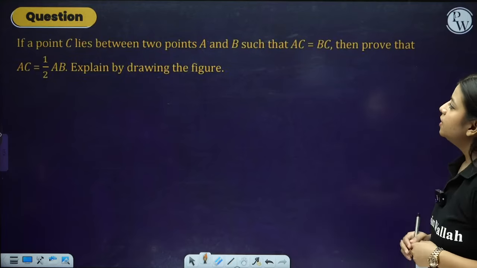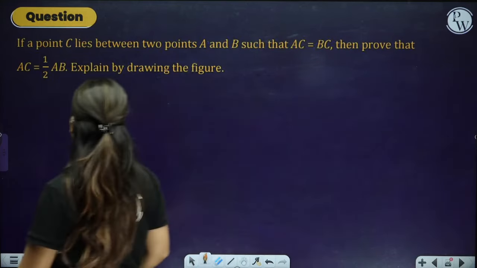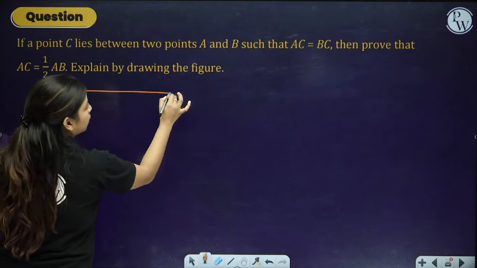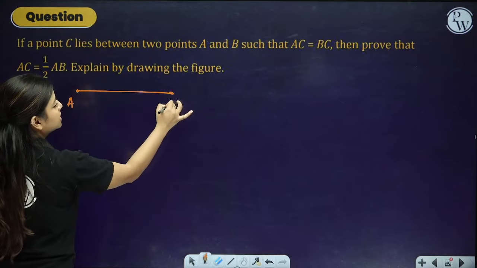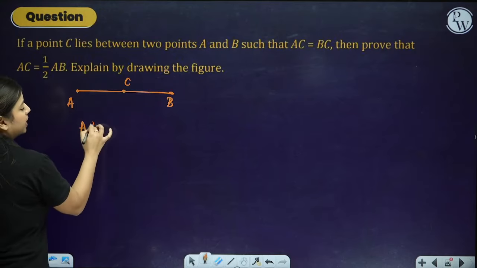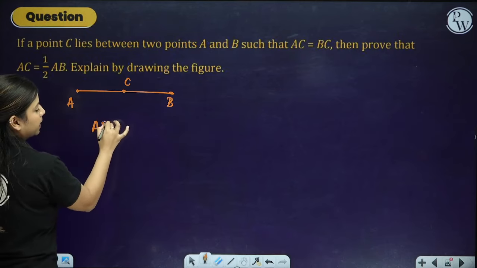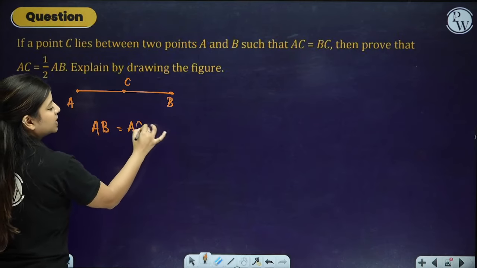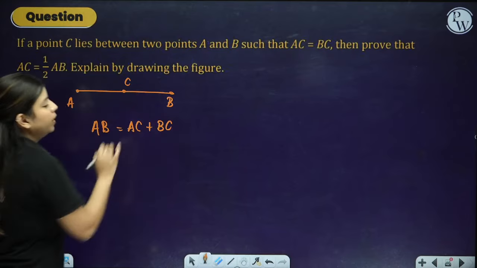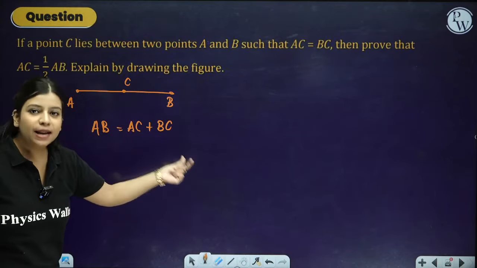Now the question says, if a point C lies between 2 points A and B such that AC is equal to BC, then prove that AC is equal to half of AB. So first of all, we draw the line AB and there is a point in the center, that is C. So we can say that AB is equivalent to AC plus BC.